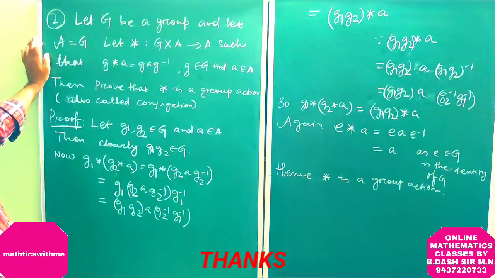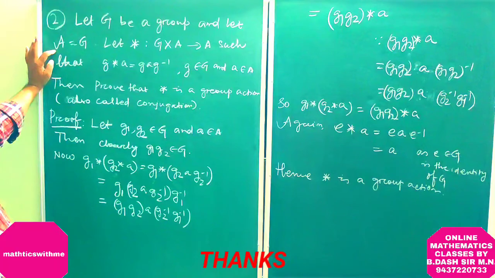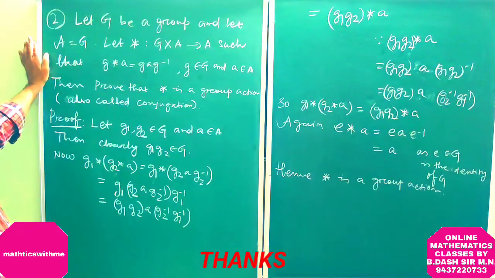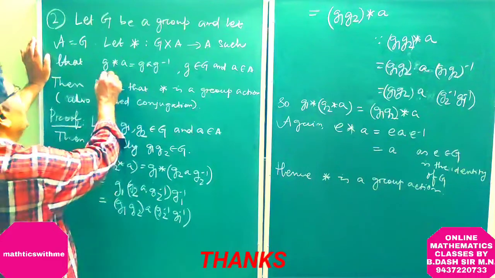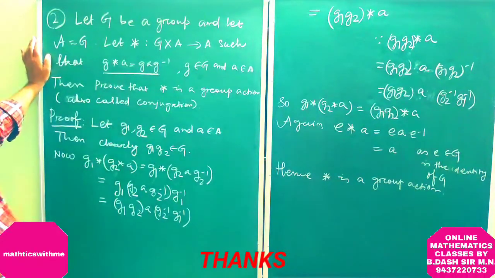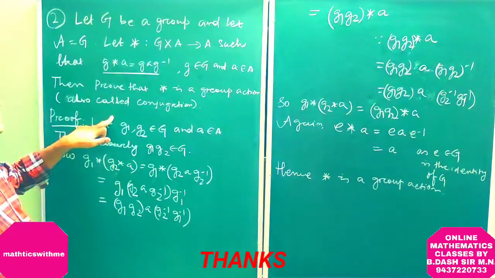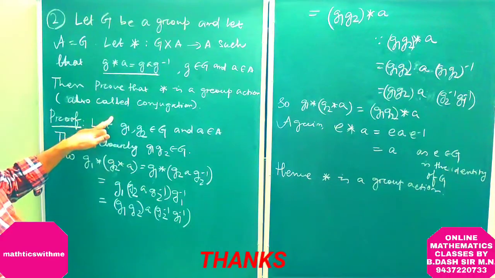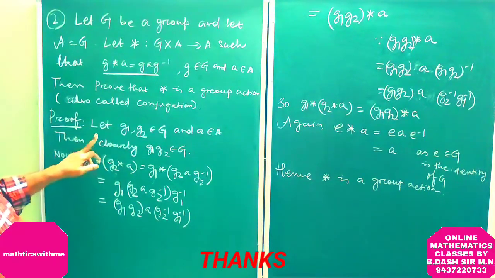Here G is a group and A is equal to G. Star is a mapping from G cross A to A such that g star a is equal to g a g inverse, where g belongs to G, a belongs to A. This is the condition given here. So we have to prove that star is a group action, which is also called conjugation.